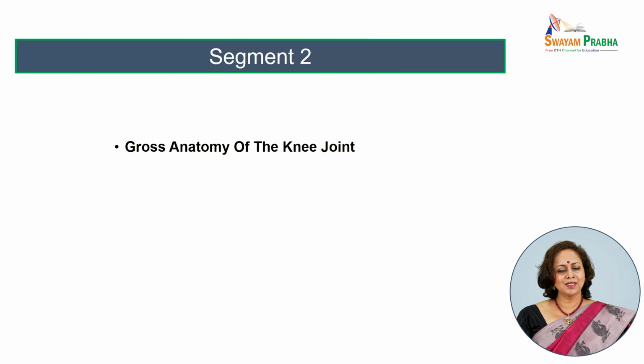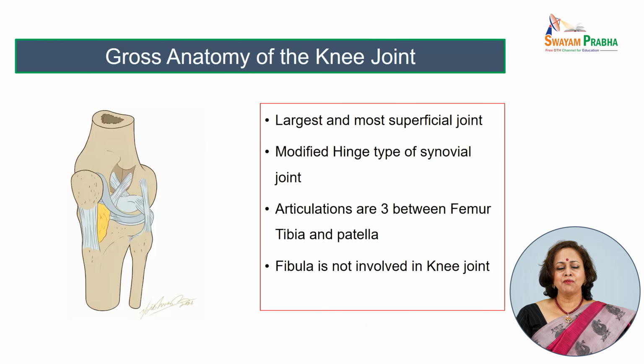Let's now progress to segment 2, gross anatomy of the knee joint. We're just going to recap what you have already learnt previously in our general anatomy lectures. So, knee joint is the largest and the most superficial joint in the body. It's a modified type of hinge joint, and it's in a broad classification of synovial joints.